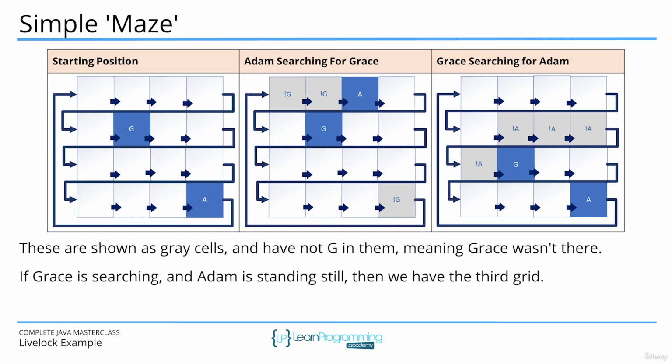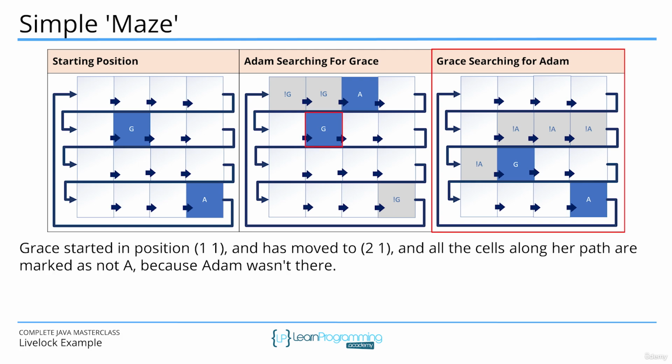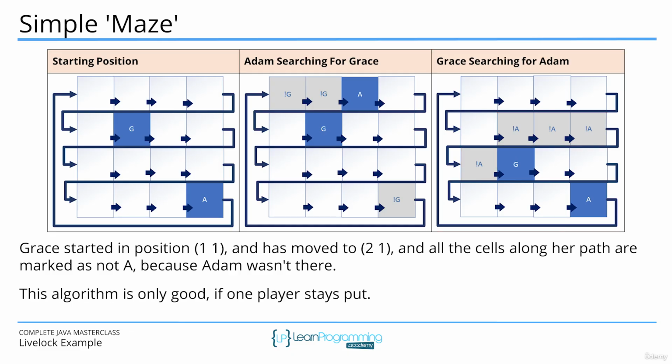If Grace is searching and Adam is standing still, then we have the third grid. Grace started in position 1-1 and has moved to 2-1, and all the cells along her path are marked as not A because Adam wasn't there. This algorithm is only good if one player stays put. As soon as Grace starts moving, all of Adam's efforts will get erased, so all the cells he searched will get reset to unsearched and vice versa.